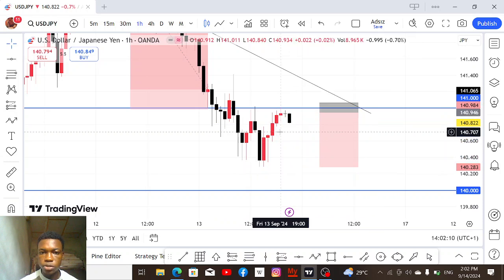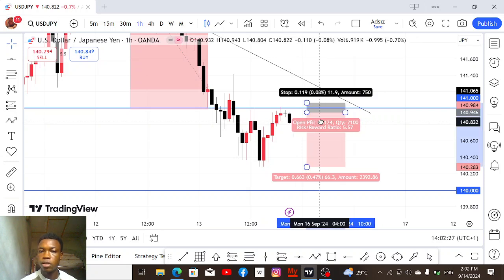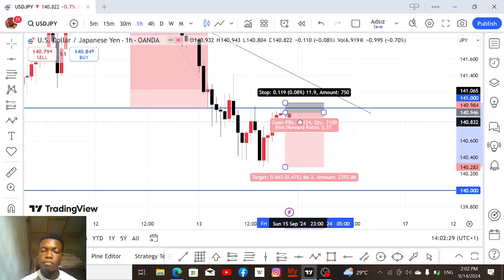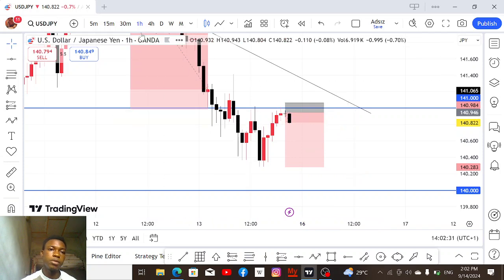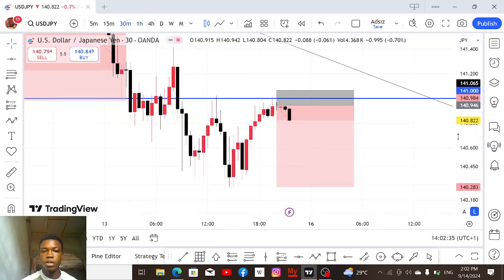This is an indecision candle. This one right here is an indecision candle, and after that candle, we have a bearish candle, which is a confirmation after hitting our psychological level. We have a bearish movement, which is a confirmation for a sell. So this is what I'm looking at next week. If you go to your 30 minutes time frame, you can see that we are already moving.